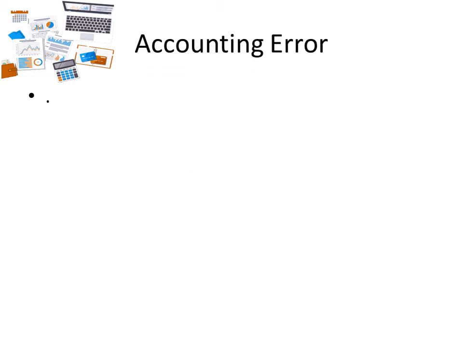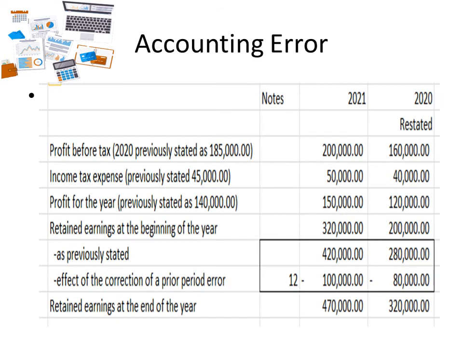So, how do we do that? See, we have, for example, the profit before tax previously stated as 185,000, but now it's 200,000, and restatement for the prior years as 160,000. Income tax is 50,000 previously, now it's 50,000. So, we also have to restate the prior year. So, the profit before tax is 140,000, now it's 150,000, and the prior year was 120,000. So, the retained earnings would now be 320,000. Previous statements, whereas previously stated 420,000 and 100,000.